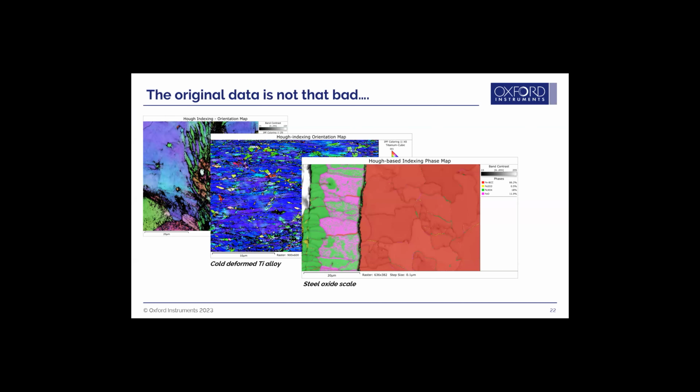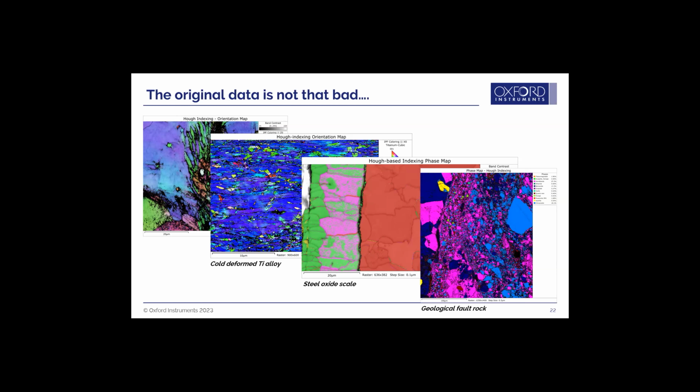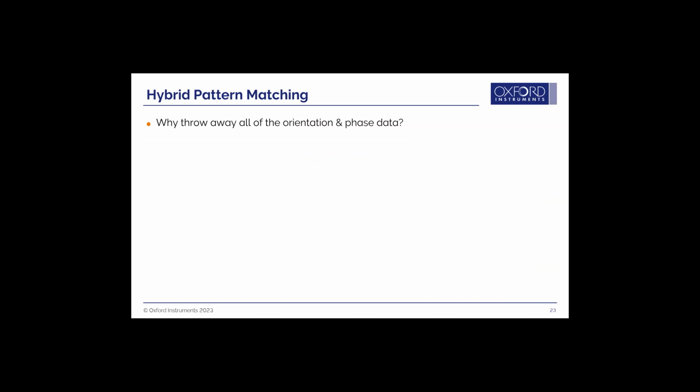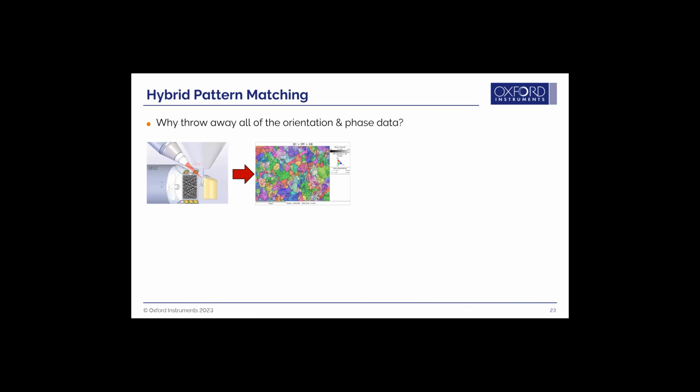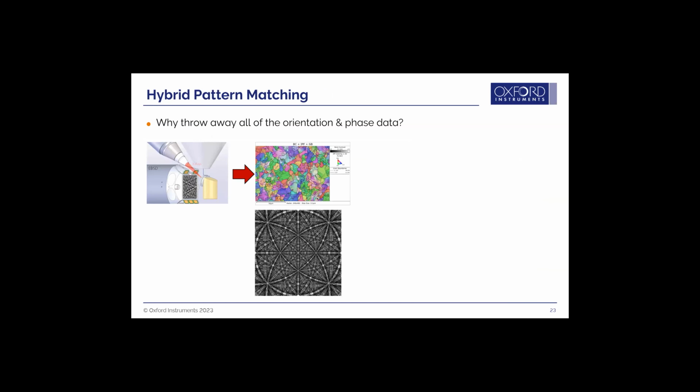Here's an example with mixed phase. You see this now and then when you get similar crystal structures, where you get that sprinkling of the different phases. Another example would be this geological case, but again, higher strain, trying to analyze multiple phases there and get the phase ID correct. So what hybrid pattern matching does is basically say, why throw away the original data? You're going to collect everything the same way you did before. You're going to do your Hough indexing, so you have this orientation map that you collected. You have your simulation, just like dynamic template matching.